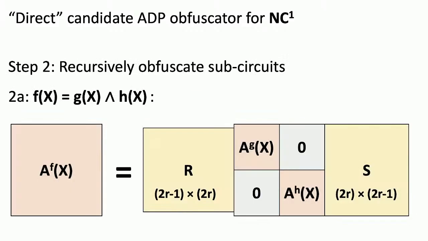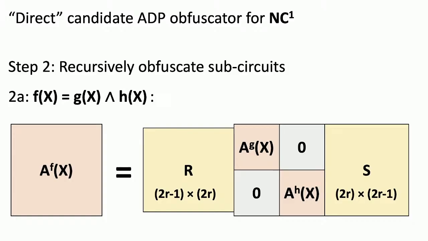Okay. So the more interesting part is how do you combine ADPs? How do you take the or and and of ADPs? Let's start with and. Suppose I have my function f, and it's the and of g and h, and let's say that I have already obfuscated g and h. So I have an ADP A sub g and an ADP A sub h. Well, here's a very simple way to obfuscate them.